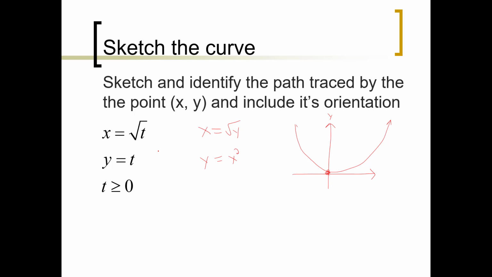So I can only use the portion of the curve where both x and y are increasing. So if I were to graph this particular curve traced out by this point, it would start at the origin and then it would follow along only the right hand side of this parabola. That is the sketch of this curve, traced out by that point.